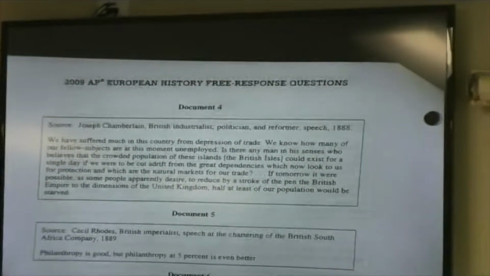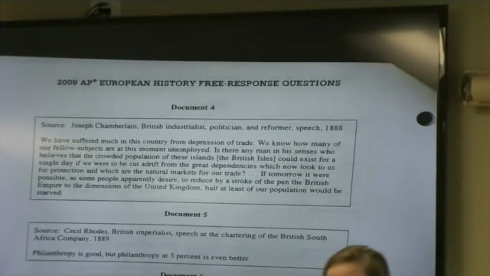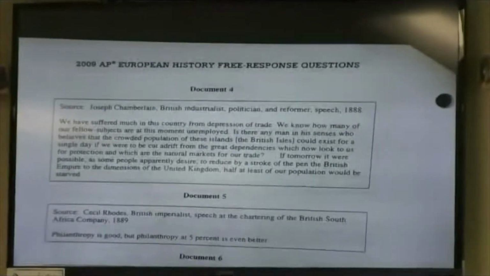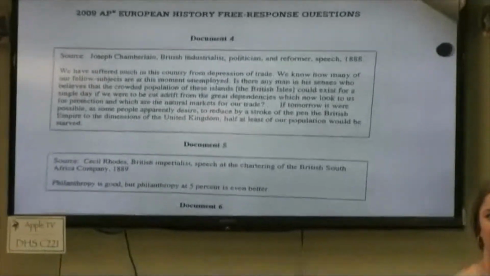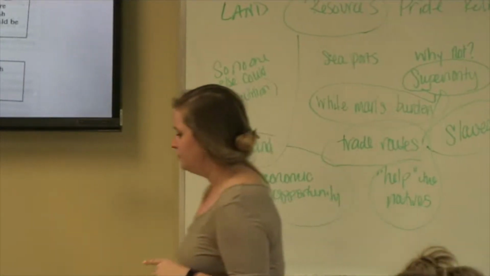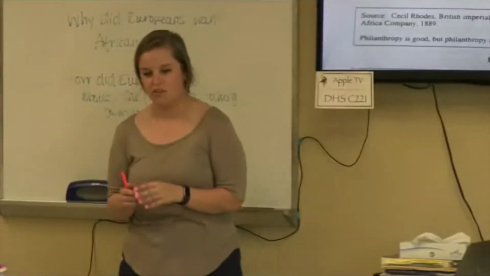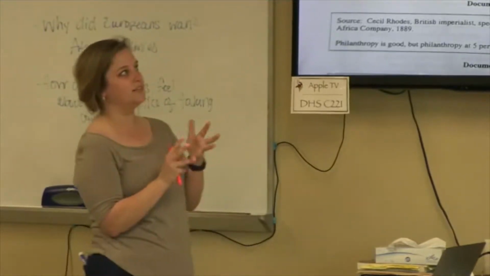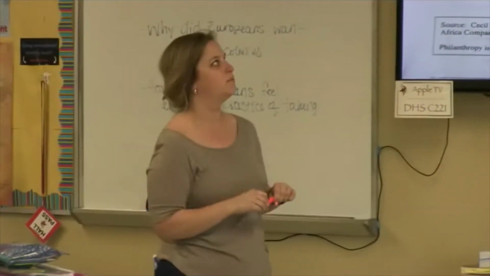So this here tells us the source comes from Joseph Chamberlain. He is a British industrialist, a politician and a reformer. This came from a speech in 1888, so a little bit after the Berlin Conference. Okay. Great to start with the source and kind of work into the content of the piece. We're going to read it together. I'll read it out loud, you guys follow along in your thing, then we'll divide it into pieces.